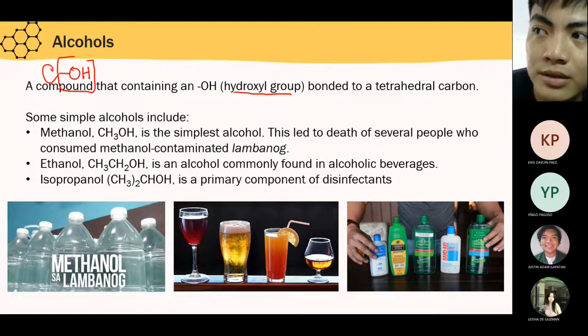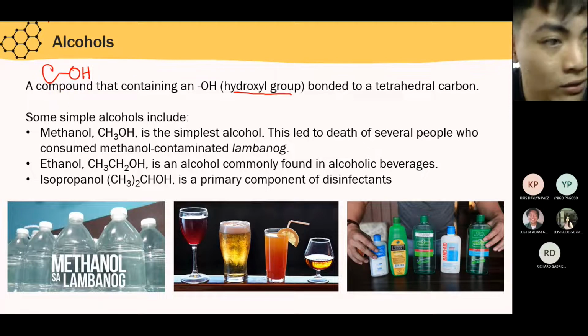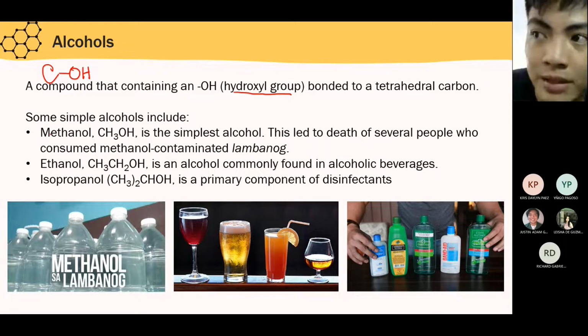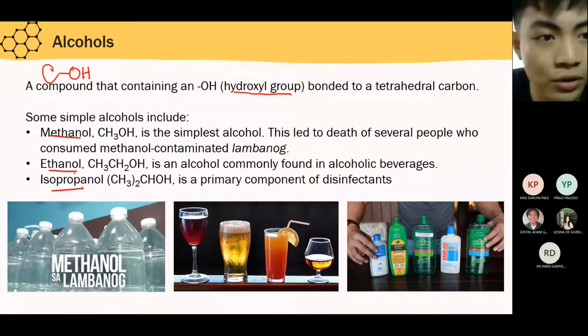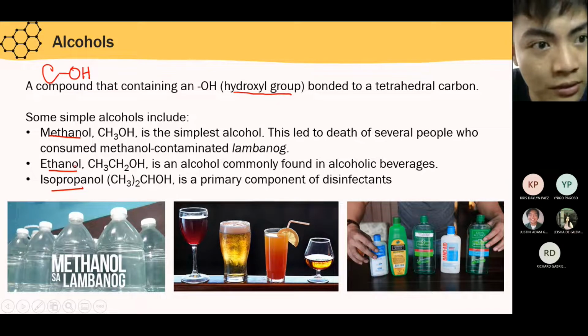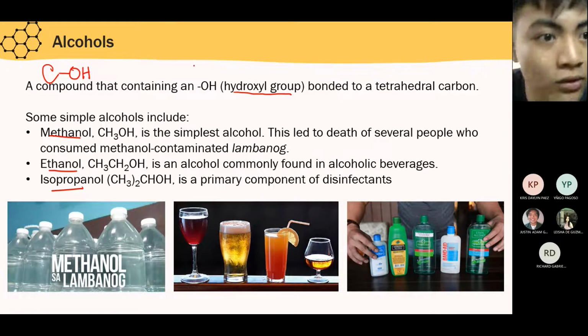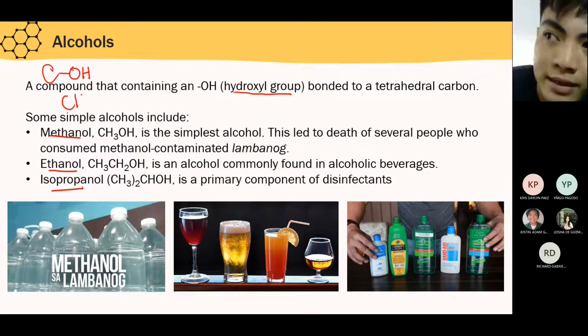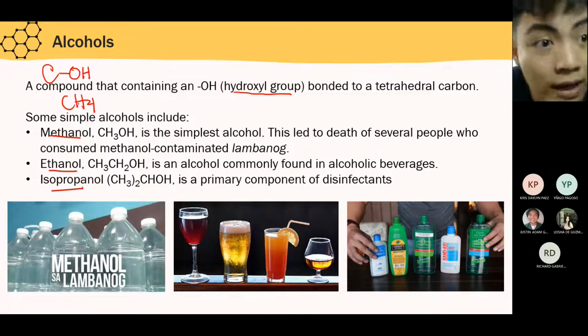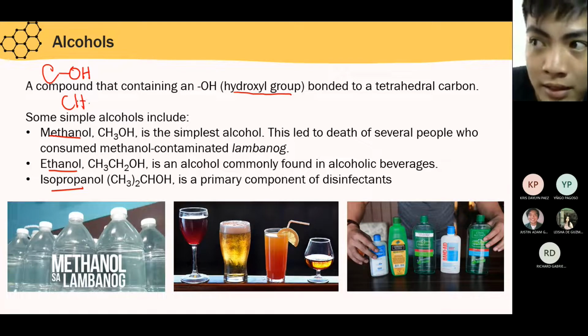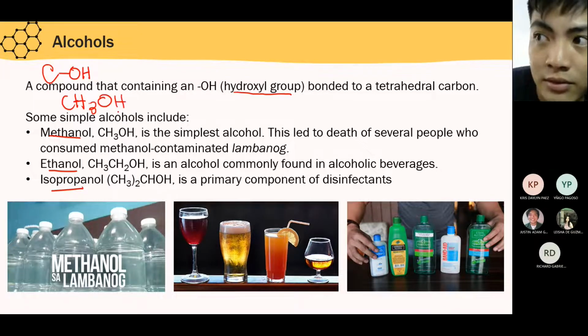And there are many alcohols out there. We have the methanol, the ethanol, isopropanol. So, I think nabigyan ko na kayo ng idea dito. Pero, dagdagan lang natin. So, methanol is the simplest alcohol. It has the formula CH3OH. So, basically, galing yan sa methane. Ang ginawa lang, yung hydrogen, pinalitan ng OH. Kaya, naging CH3OH.